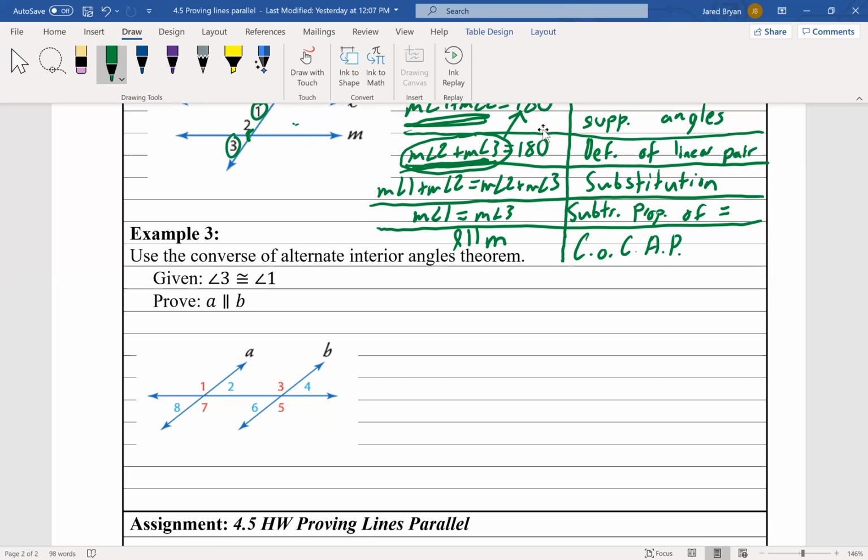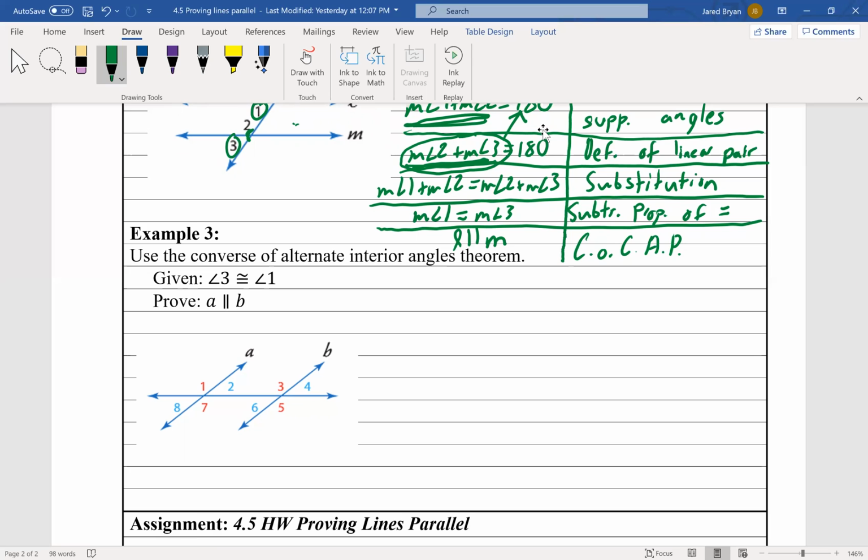And make sure you label all 8 of the angles. Okay, so hopefully we have this written down here.